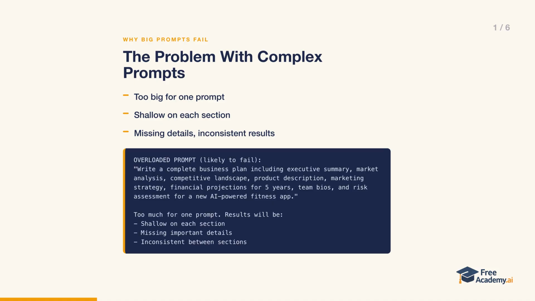Complex tasks often fail because they're simply too big for one prompt. When you cram everything into a single request, the model spreads itself thin and the quality drops. Look at this overloaded prompt.